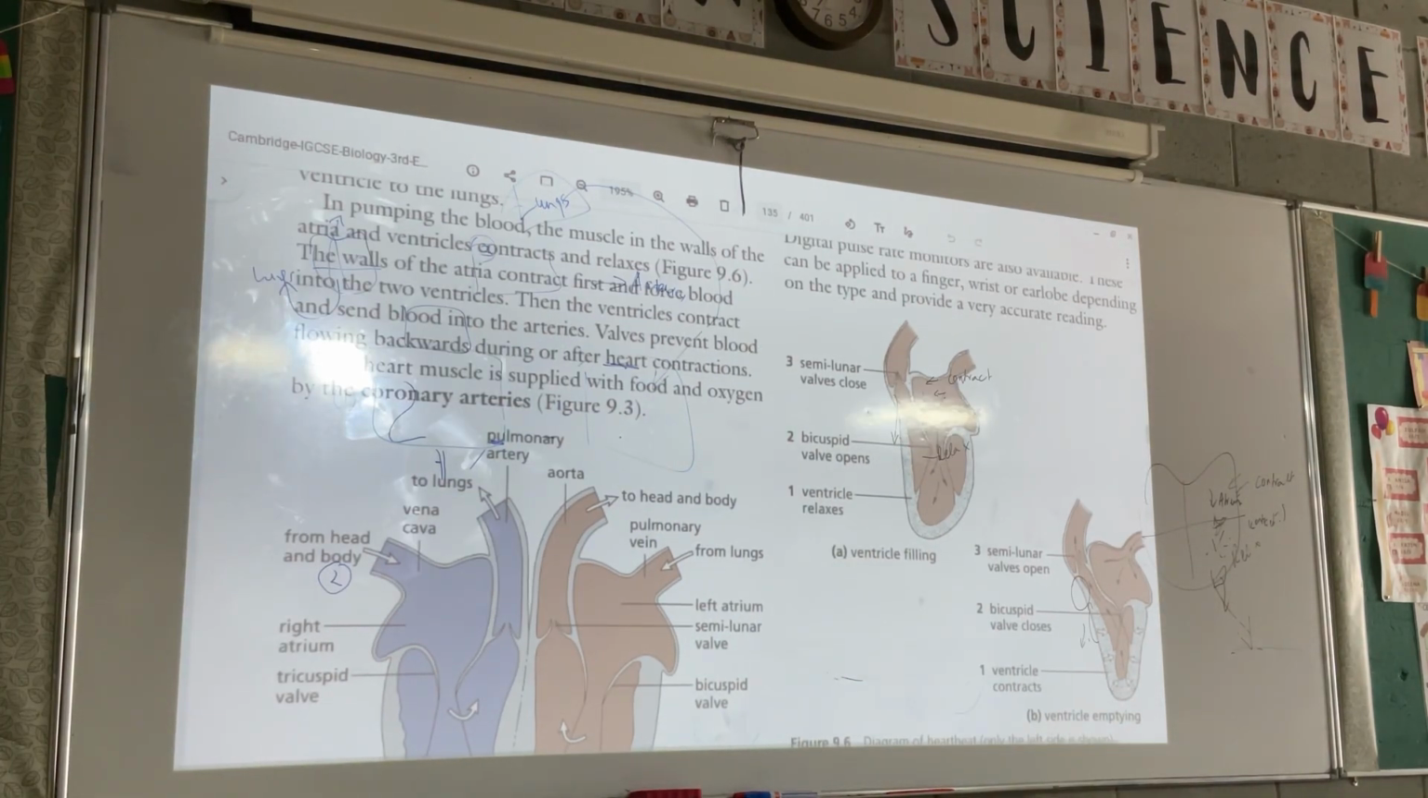What are coronary arteries? The heart muscle is supplied with food and oxygen by the coronary arteries. Okay, coronary arteries are the arteries that supply the blood directly to the heart. Blood, food and oxygen, everything that is in the blood. Okay.